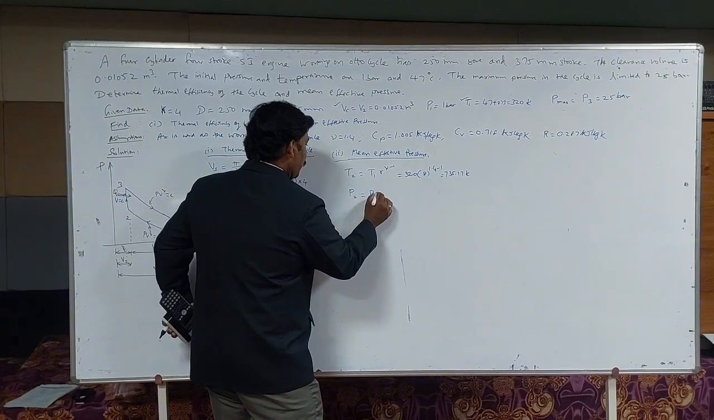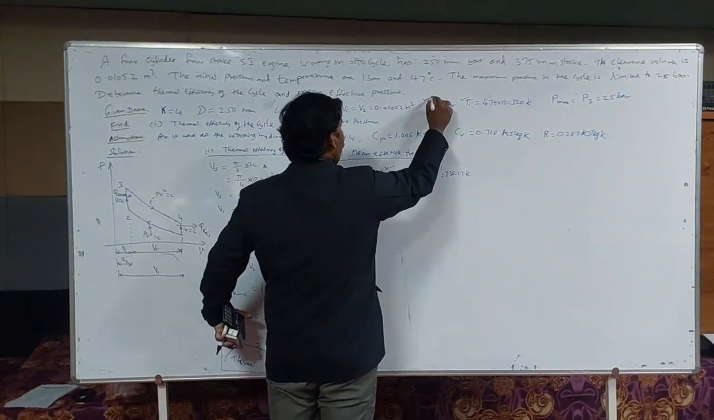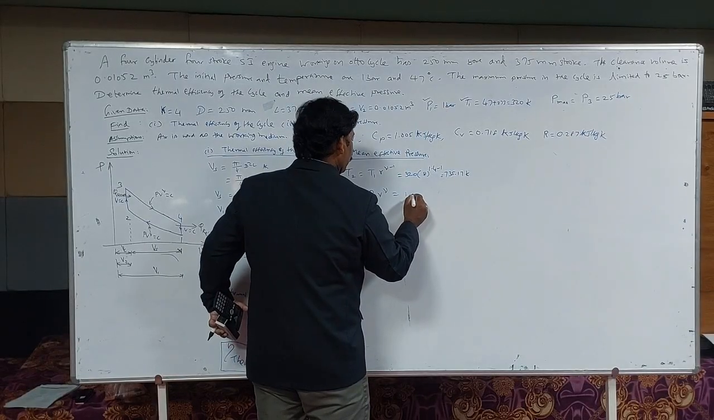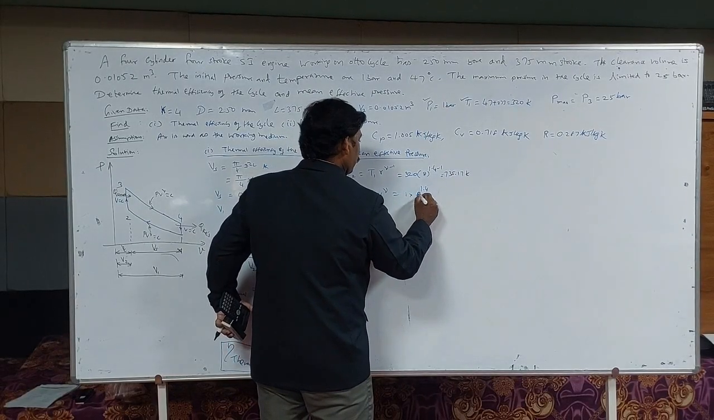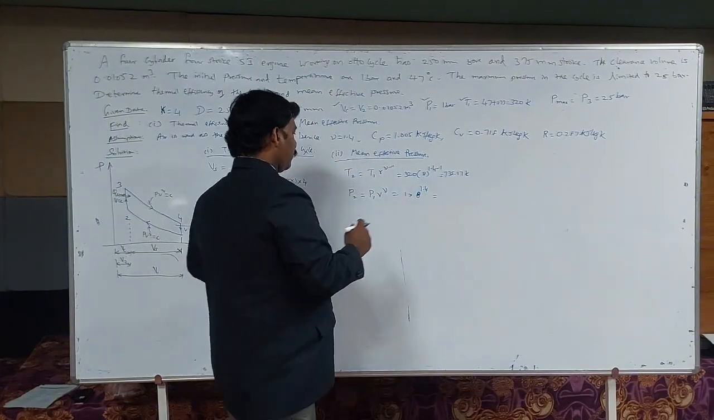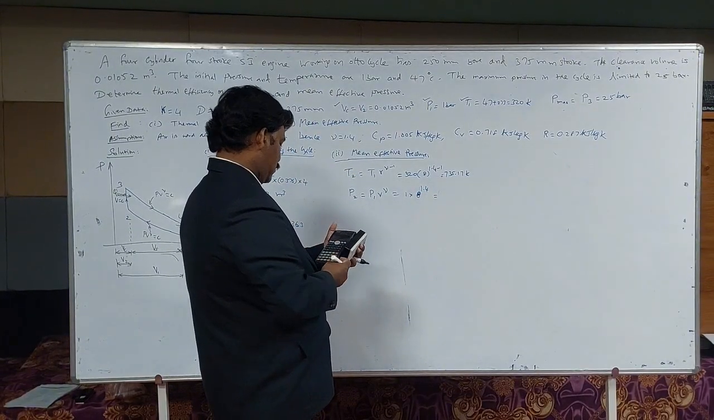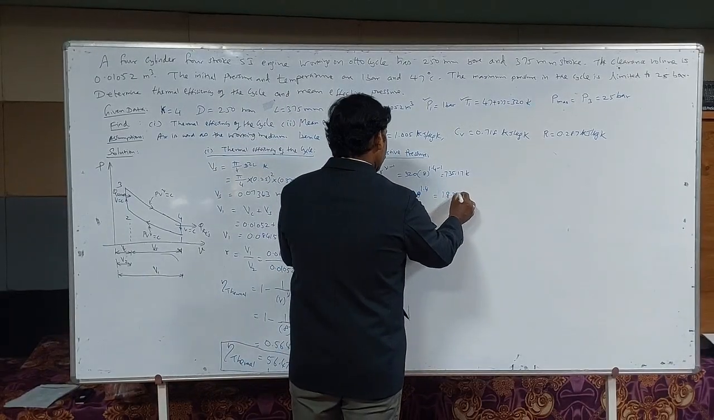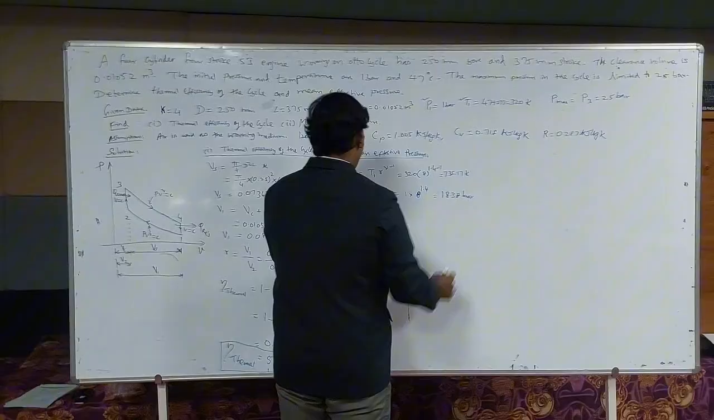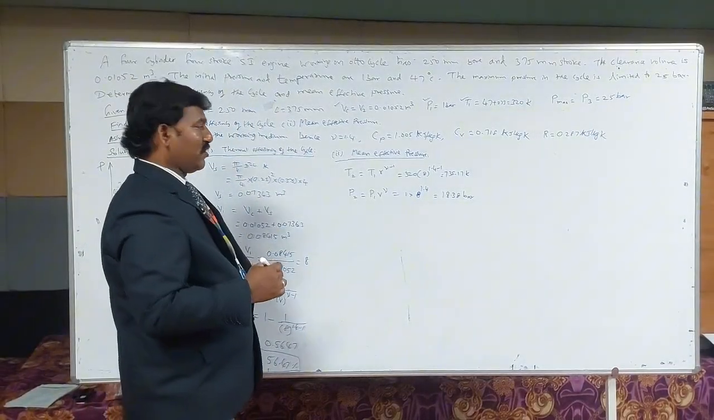Then we have to find out P2. P2 is equal to P1 into r power gamma. What is P1? It is 1 bar. So 1 into 8 power 1.4 is equivalent to 18.38 bar.